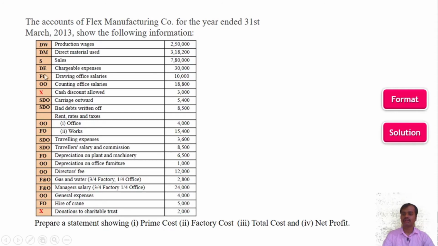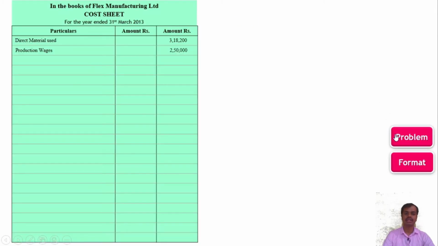Find out all the direct expenses. There is one item regarding direct expenses, that is chargeable expenses. In the problem sometimes they give chargeable expenses, sometimes they give productive expenses, sometimes they give direct expenses. All these are the same and related with direct expenses. So chargeable expenses come in direct expenses, that is 30,000, we will take it after the production wages.